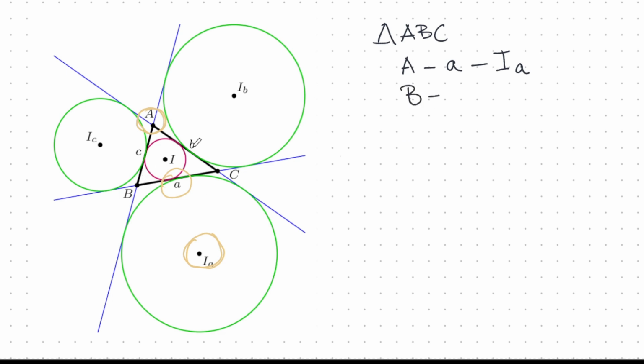Vertex B matches with, let's use a different color. Let's try this. Okay. Vertex B matches with side B, and that matches with IB. Vertex B, side B, IB, and then finally vertex B, side C, IC.